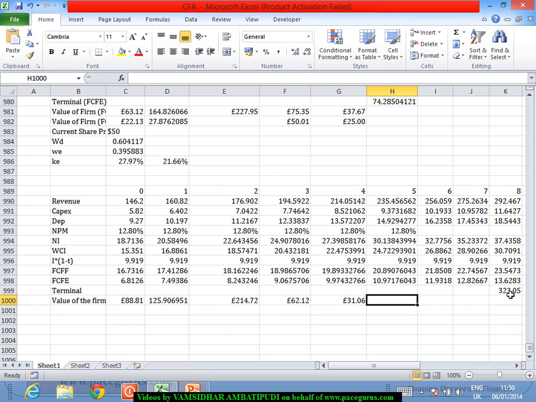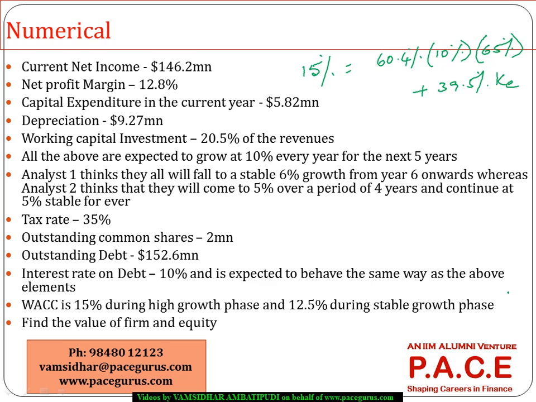So the best way to find out always is find out the value of the firm using the free cash flow to the firm approach, and from there remove the present value of the debt to arrive at the value of the equity divided by the total number of outstanding shares to finally come out with the total value per share.